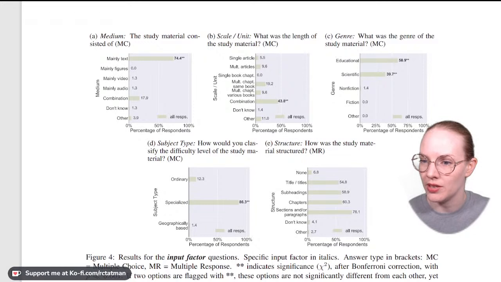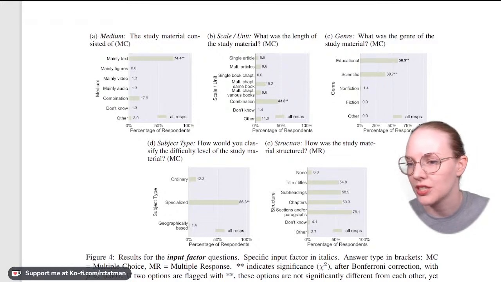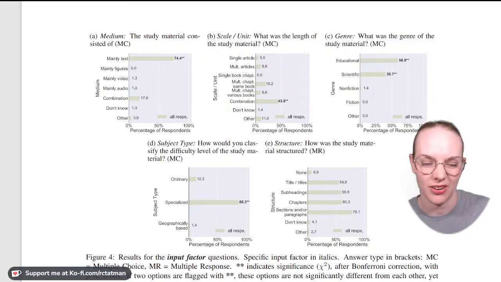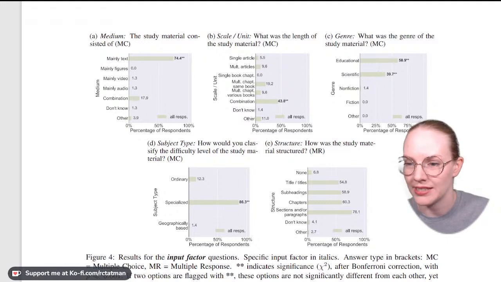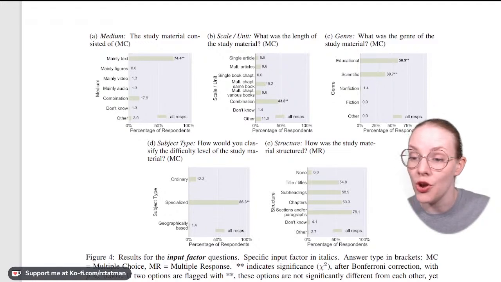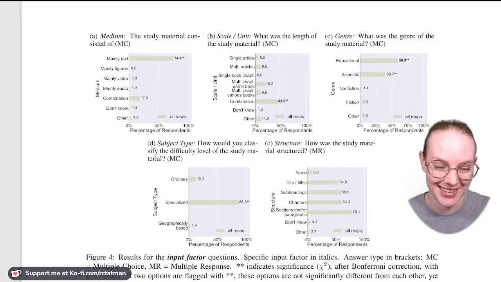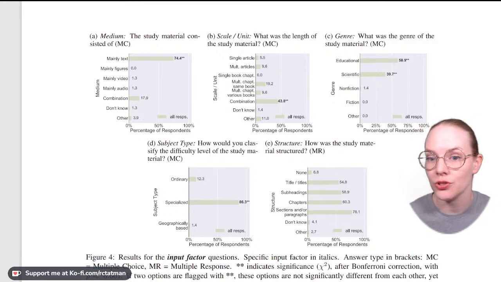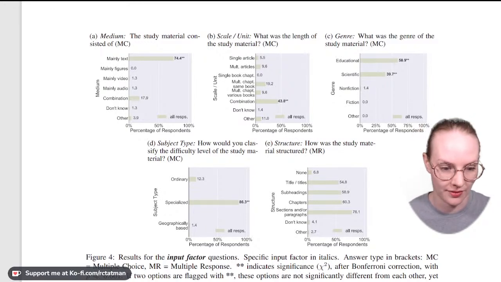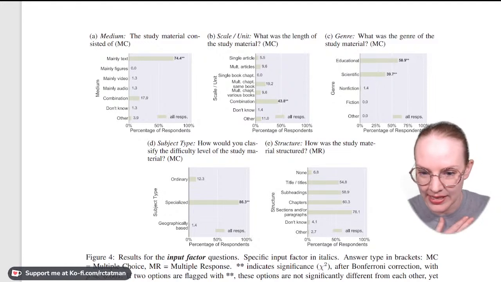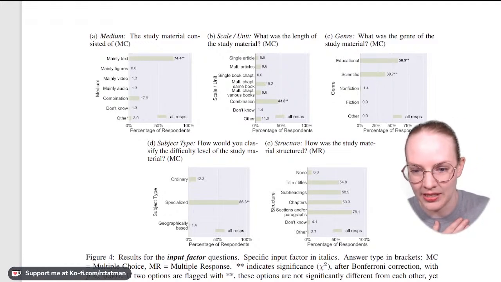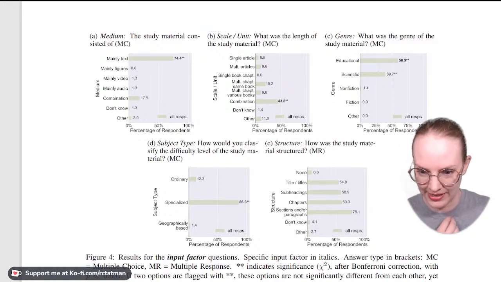What was the genre of the study material? So 60% educational, roughly, I'm rounding here, and about 40% scientific. Nobody had any fiction summarization needs. Again, these are students, so for different subpopulations, you may have different needs. D, the difficulty of this study material was specialized, almost everybody, so 86%, ordinary 12%, and then geographically based 1.4%.